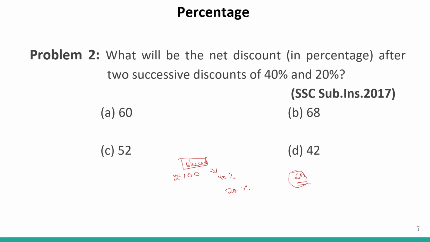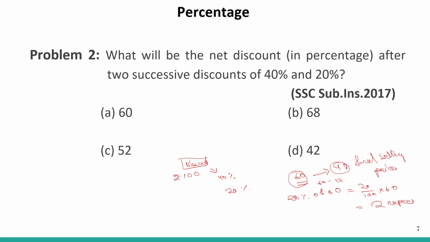Okay, so I have 60 rupees, and 20% of 60 rupees is equal to what? 20 by 100 into 60. That is nothing but 2 into 6, which is equal to 12 rupees. Then, after giving the 20% discount, the next price will be 48, as 60 minus 12 is equal to 48. Okay, so 48 will be the final selling price.